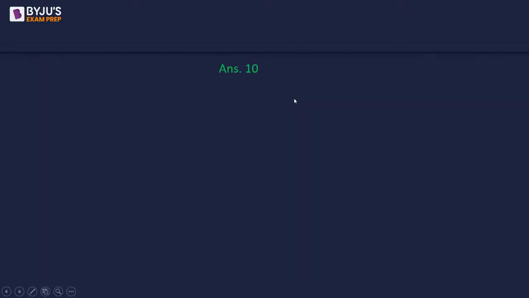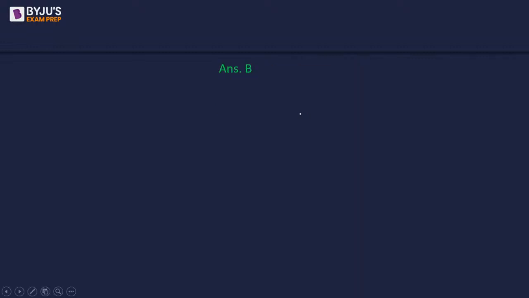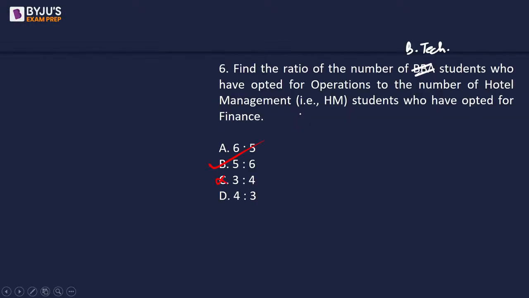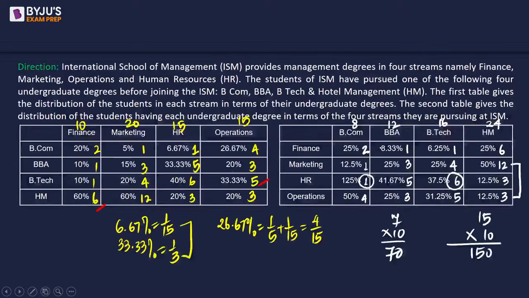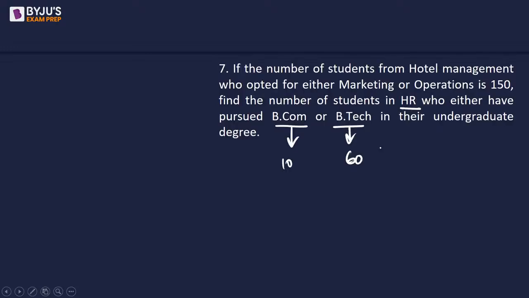Let's see, 10, 10, okay, this was B. So it has become 15. HR BCom is 10 people, BTech HR is 60. HM's marketing and operations, so 12 plus 3, 15, but it says 150. Okay, 70, 10 plus 60.